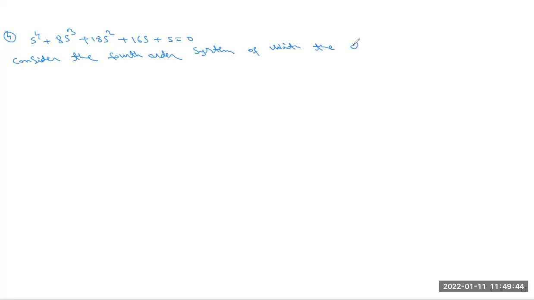Another example you have to solve. The equation given is s to the power 4 plus 8 s cube plus 18 s square plus 16 s plus 5 equals 0. The question is: consider the fourth order system with the characteristic equation. So you are given this characteristic equation. This is a fourth order system.